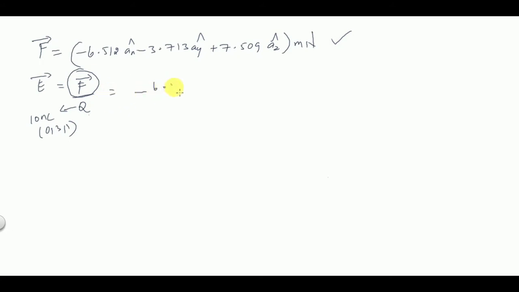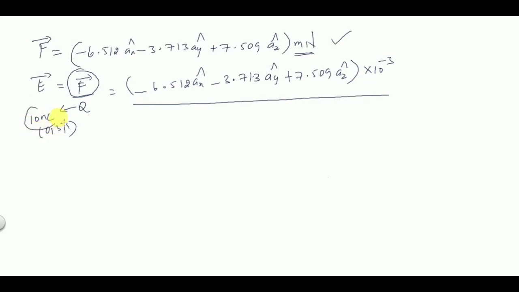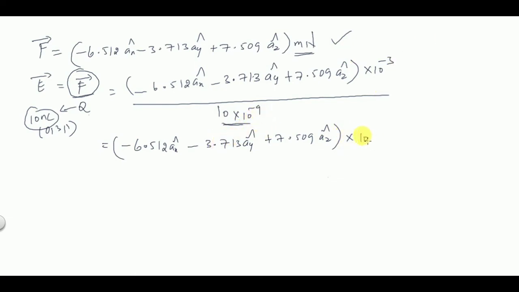So I am substituting that: minus 6.512 AX cap minus 3.713 AY cap plus 7.509 AZ cap, this into 10 to the power of minus 3, because it is in millinewtons, divided by the charge here, which is 10 nanocoulomb, so 10 into 10 to the power of minus 9. So this will be minus 6.512 AX cap minus 3.713 AY cap plus 7.509 AZ cap into 10 to the power of minus 8. If it goes up, it becomes 10 to the power of 8 into 10 to the power of minus 3, which is 10 to the power of 5.